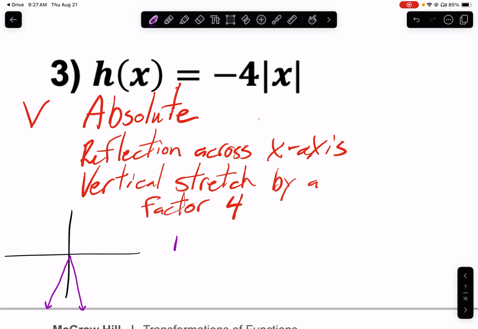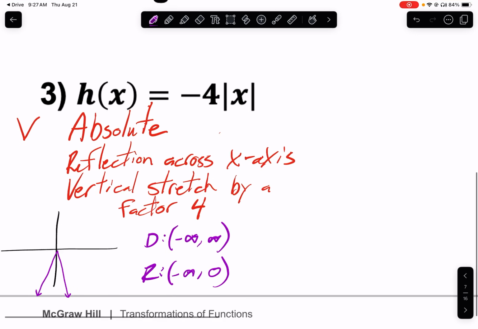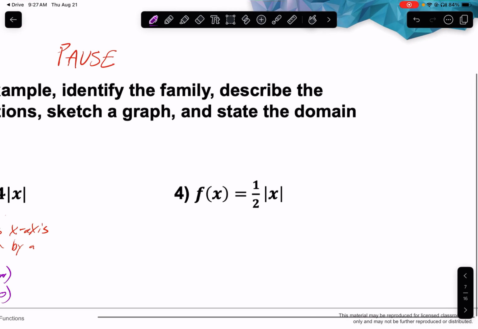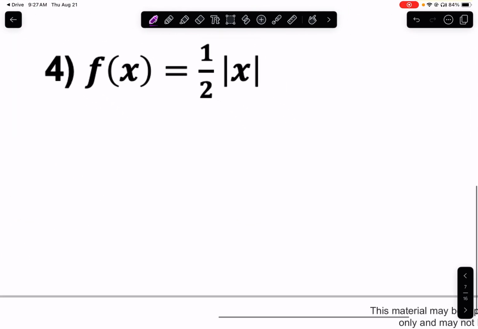All right, the domain, first of all, is, like I said, going to be the same on all these, negative infinity, infinity. Our range is negative infinity to 0. All right, and that's why right now, because we don't have any h or k values, that's going to be pretty common here. All right, on the next one, we have another absolute value function.